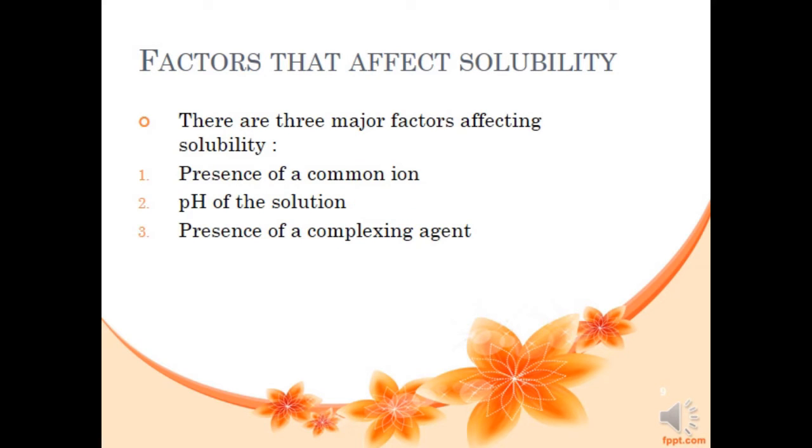Next we move on to factors that will affect solubility of a salt. There are three major factors which will affect the solubility of a salt. The first factor is presence of a common ion. I'm sure you are very familiar with the common ion effect. Secondly is pH. pH will also affect solubility of a salt. And thirdly is presence of a complexing agent. I'm sure you are also familiar with the term complexing agent. You have studied this in the analytical chemistry subject.